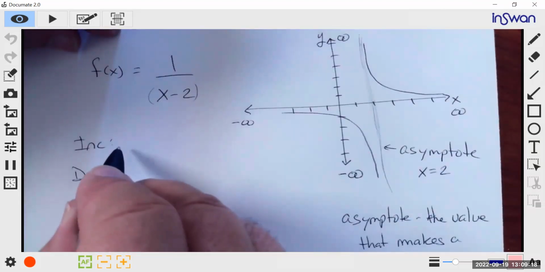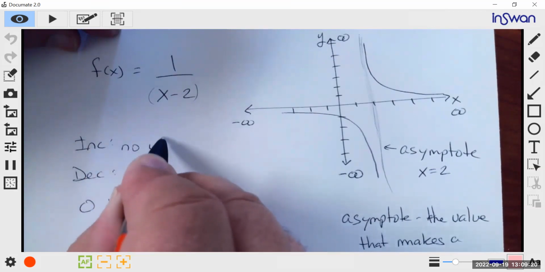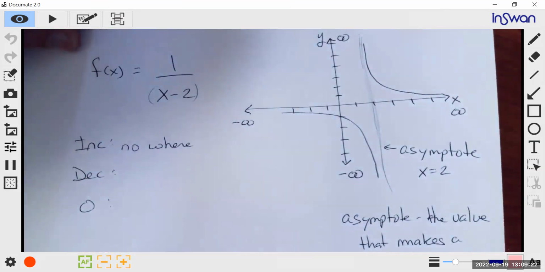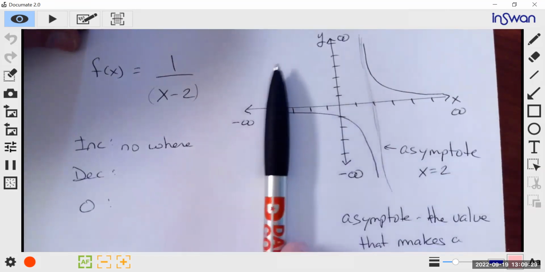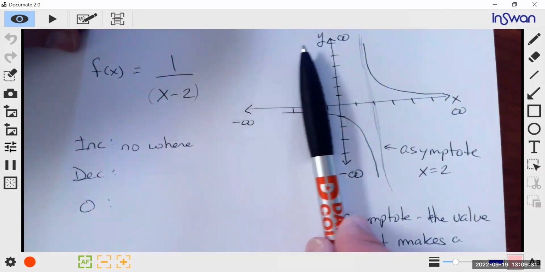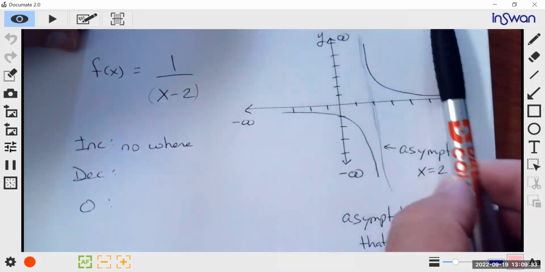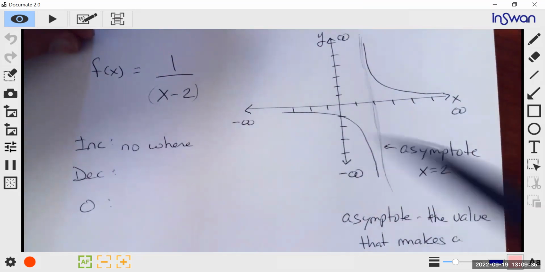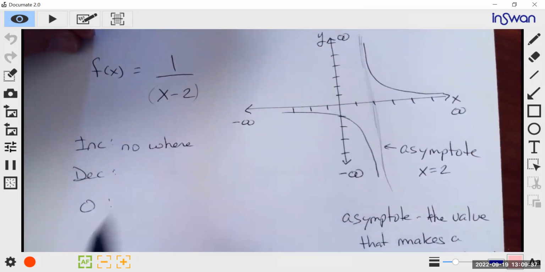Very good. How do we know it's not increasing anywhere? Well, if we look at the graph, anywhere it goes, it's going further down. So it's a continuously decreasing function. Where is it decreasing?